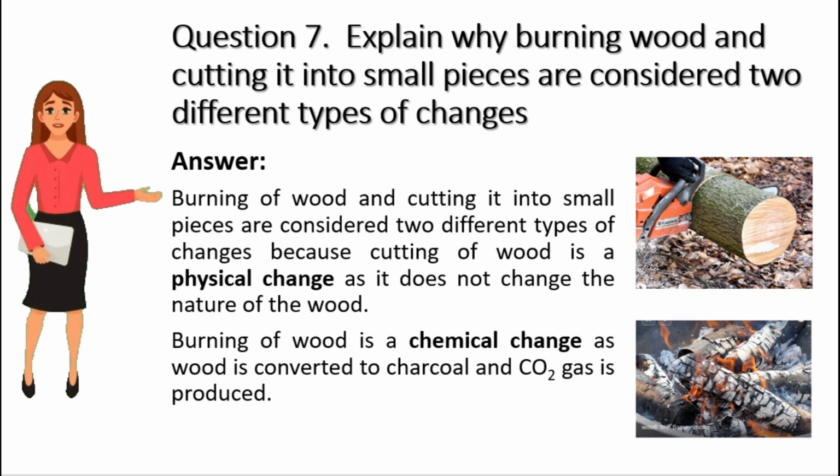Question 7. Explain why burning wood and cutting it into small pieces are considered two different types of changes. Answer. Burning of wood and cutting it into small pieces are considered two different types of changes because cutting of wood is a physical change as it does not change the nature of the wood. Burning of wood is a chemical change as wood is converted to charcoal and gas is produced.